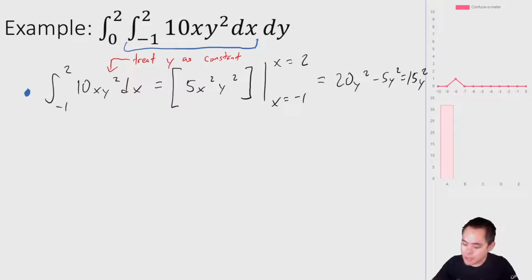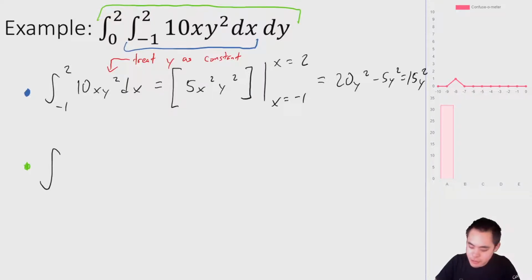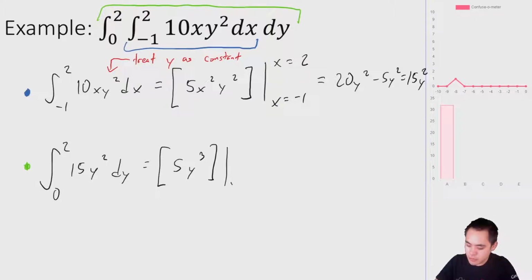Then you do this other piece, the outside piece, which I'm going to put in green. The integral from 0 to 2 of 15y squared, since we already did the inside piece, dy is equal to 5y cubed from y equals 0 to y equals 2. So this is equal to 5 times 8, which is equal to 40, which is our answer.